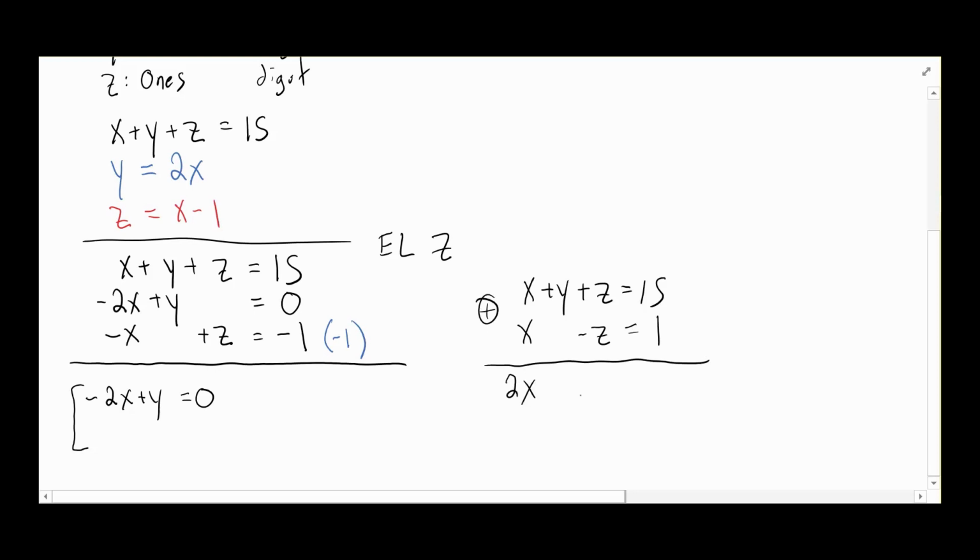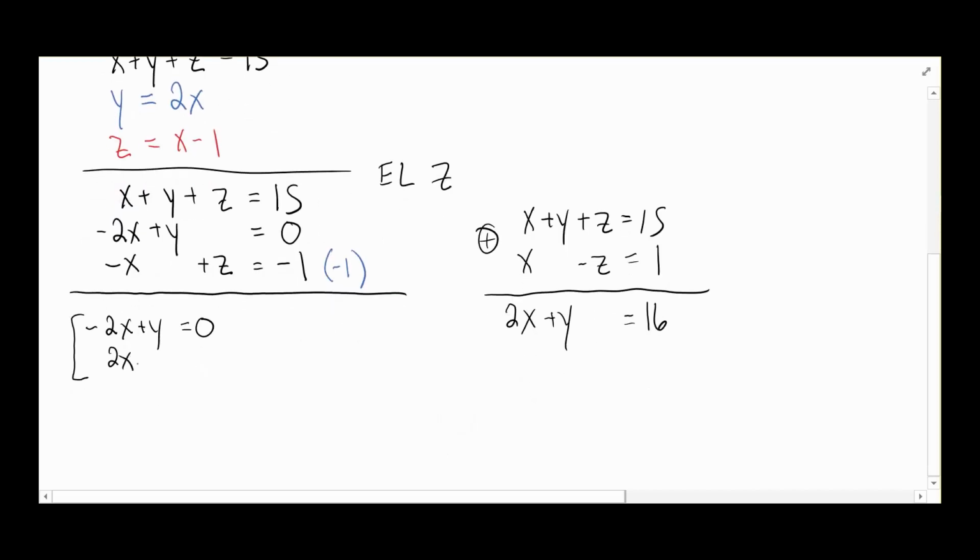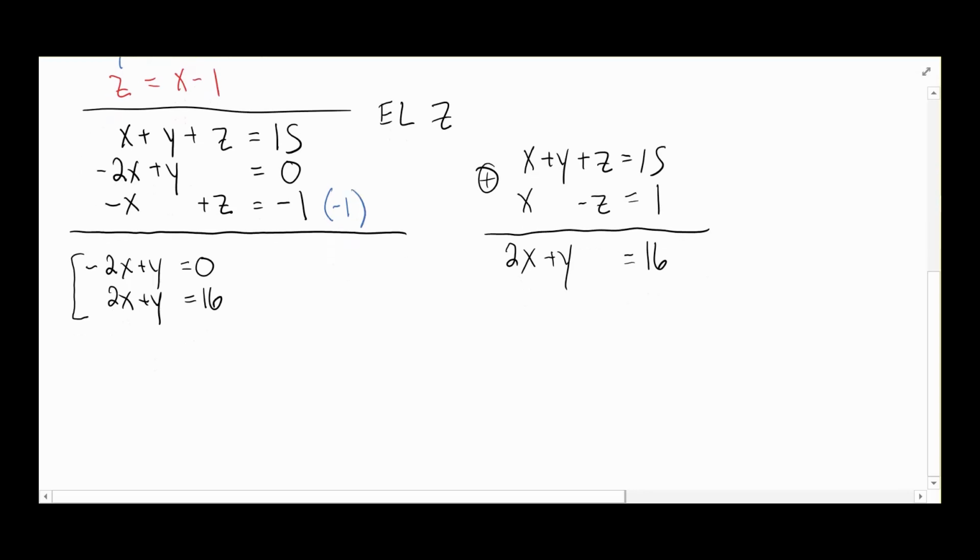And I get 2x plus y equals 16. I copy that down over here. And now this system of 2 equations, 2 unknowns is really easy to solve because the x's are ready for the elimination already. So if we add them together, we get 2y equals 16, or y equals 8. We can then take this value of y equals 8 and plug it back in to figure out our value of x. So 2x plus 8 equals 16. So 2x equals 8, or x equals 4.